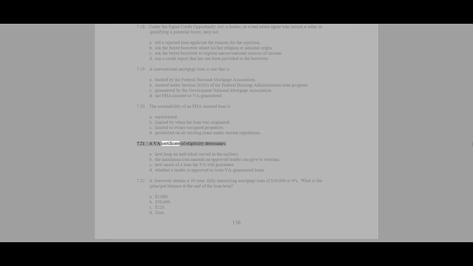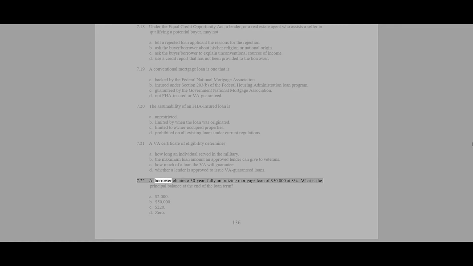7.21 A VA Certificate of Eligibility determines A. How long an individual served in the military. B. The maximum loan amount an approved lender can give to veterans. C. How much of a loan the VA will guarantee. D. Whether a lender is approved to issue VA guaranteed loans.